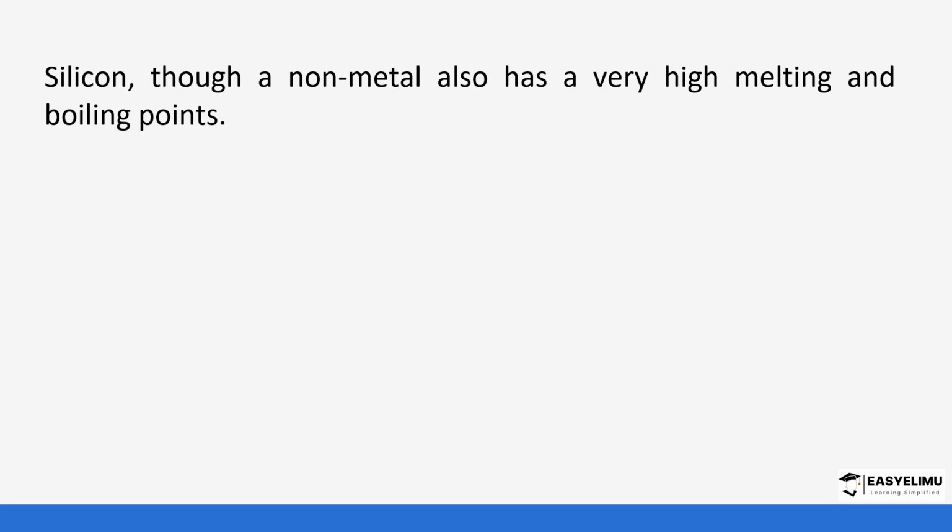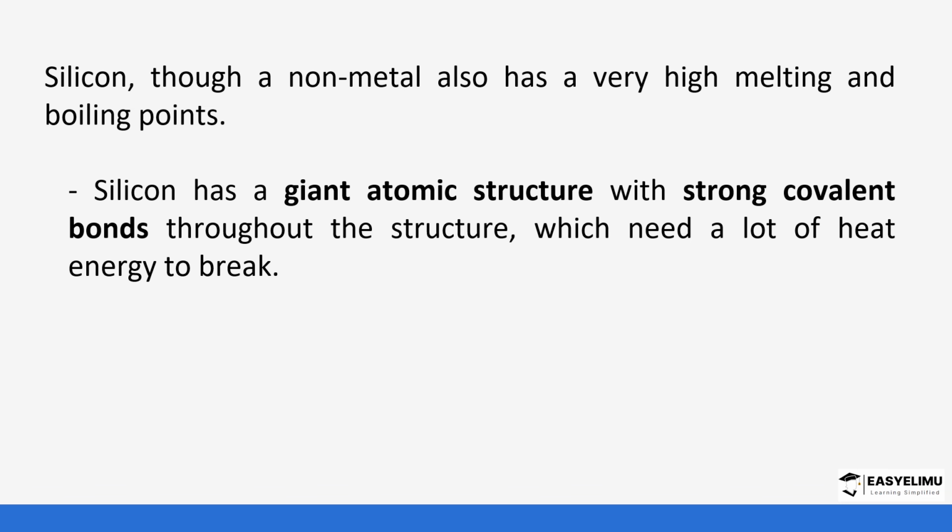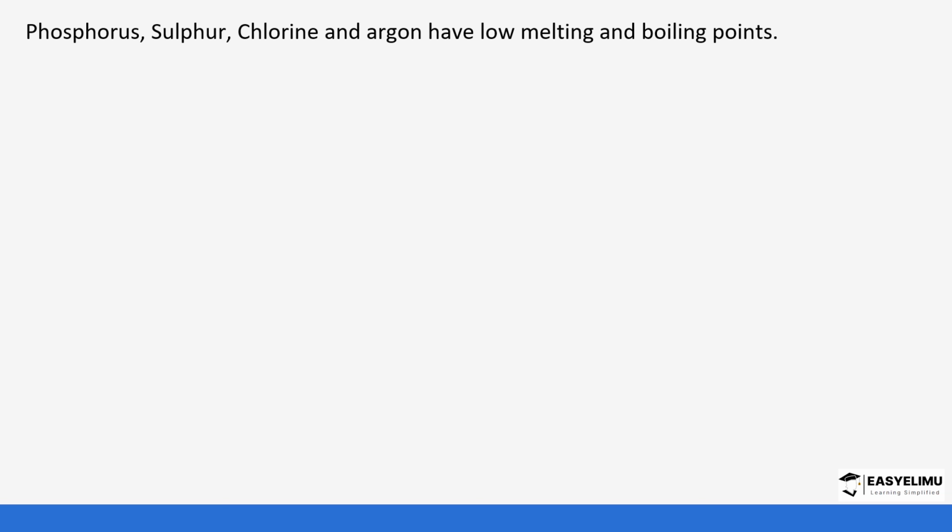So silicon, after we discuss the three metals, we go to the others. Silicon is a nonmetal, but it has very high melting and boiling points, so high actually, even in comparison to the metals, because it has strong covalent bonds. It is a giant atomic structure. So it needs a lot of energy to break.